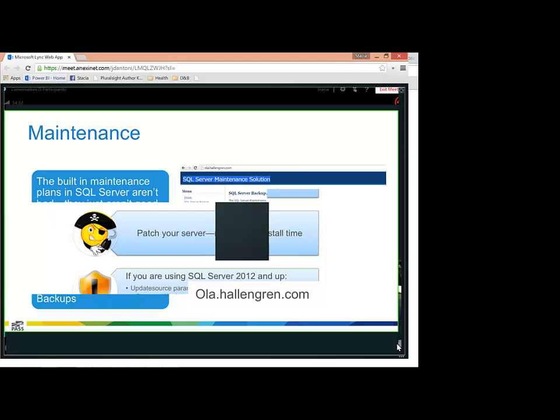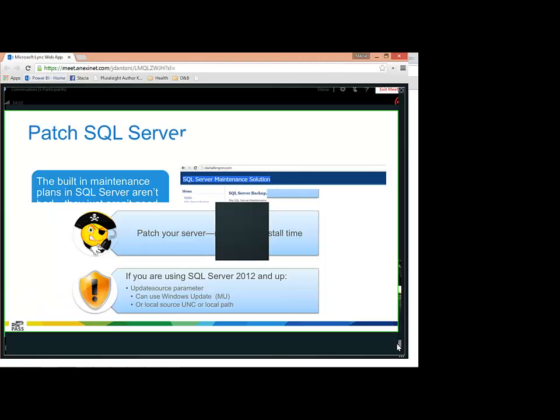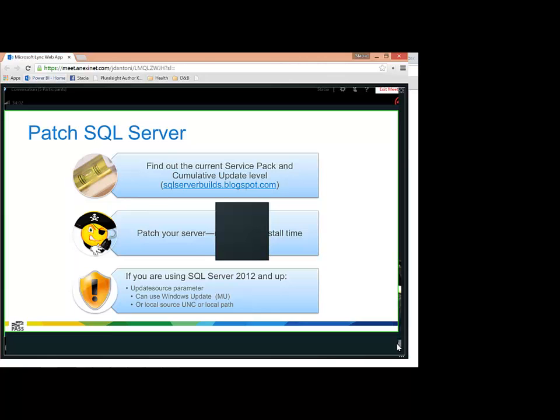So patch SQL Server. I like to use this blog called SQLServerBuilds.blogspot.com to find out the latest service pack and cumulative update level. One thing I'll say about this is Microsoft's had a lot of problems recently with quality control, particularly around cumulative updates and them breaking stuff. So what I've been trying to tell people, and initially I started by saying, if a patch or a service pack or a cumulative update has been out a week or so, and you haven't read anything on the internet about it being horrible and breaking your server, then it's probably safe to apply it.